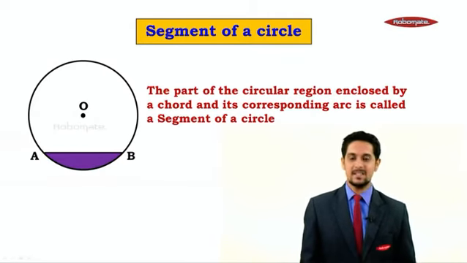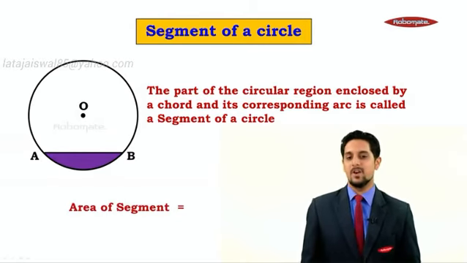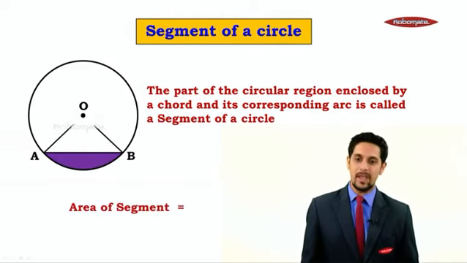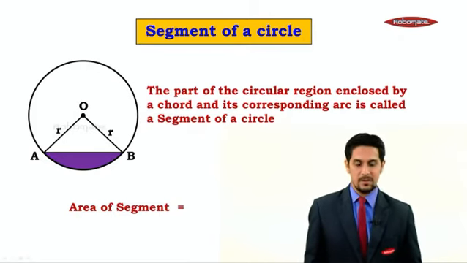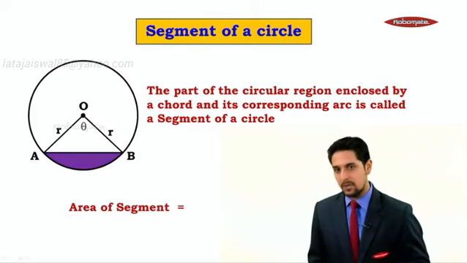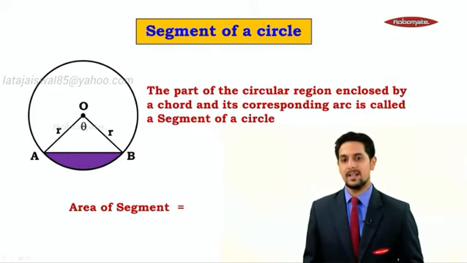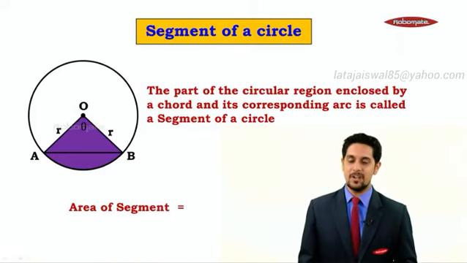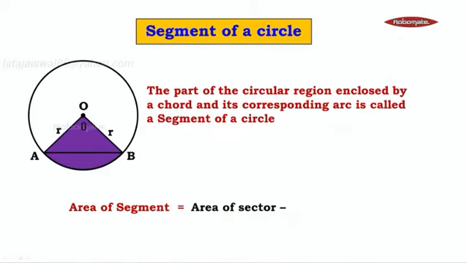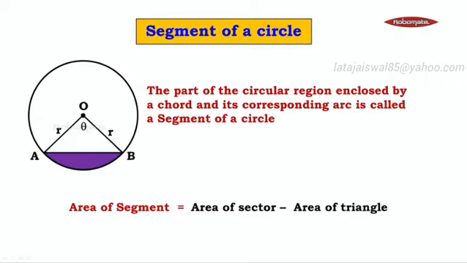Now students, let us understand how to find the area of a segment. For that, we draw the two radii OA and OB denoted by R. If you clearly observe, the segment is a part of a sector whose central angle is theta. So the area of the segment is equal to the area of the sector, and from this sector let us remove the area of the triangle. That means we are going to subtract the area of the triangle.